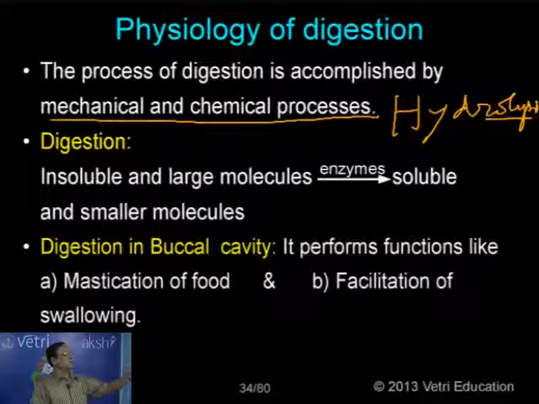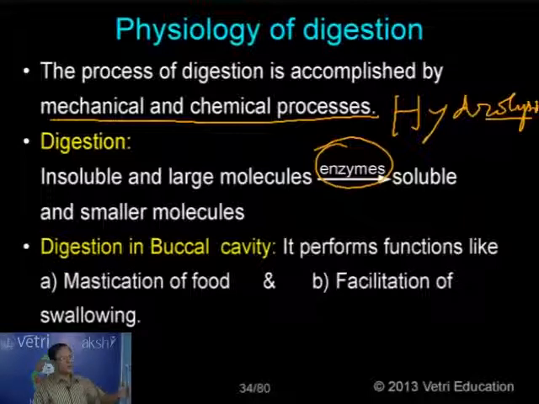So during the digestion process, what will happen? The insoluble complex materials are broken into simple soluble substances with the help of biocatalysts, which we call enzymes. So this is a simple process: insoluble complex materials into simple soluble molecules that are smaller in nature and can be absorbed easily.